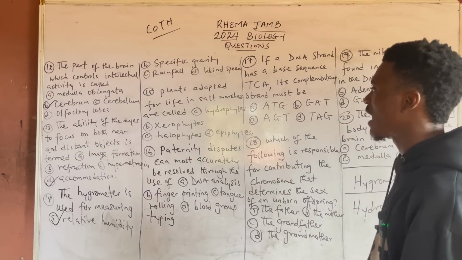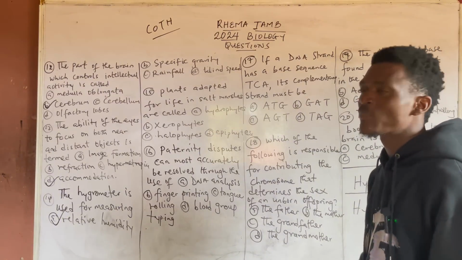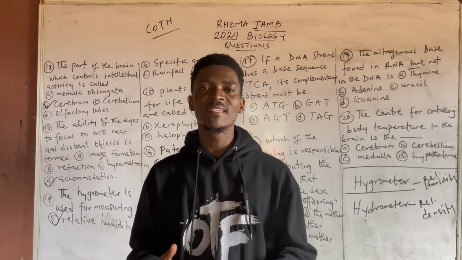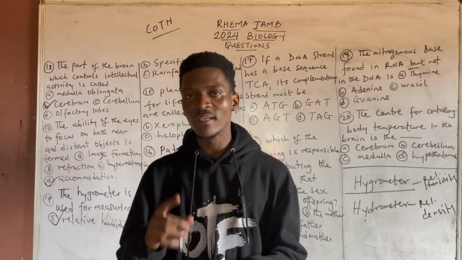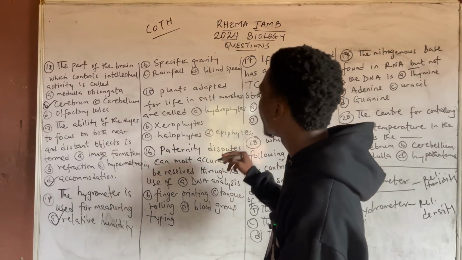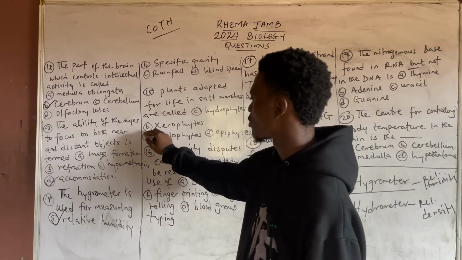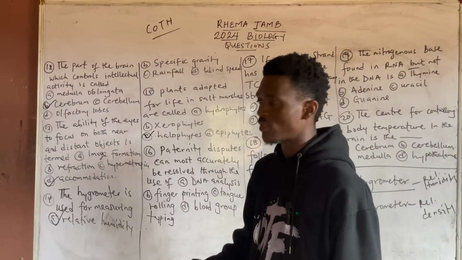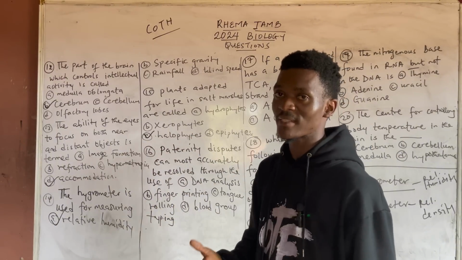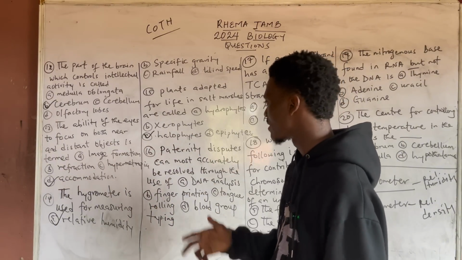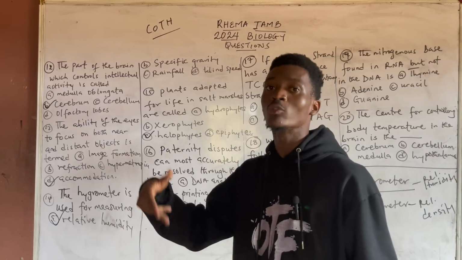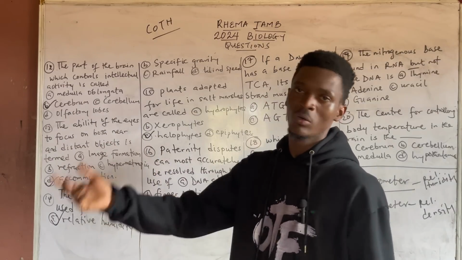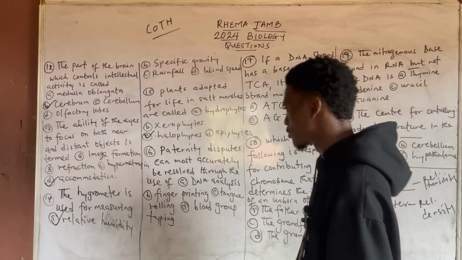Plants adapted for life in salt marshes are called dash. Any plant that can grow successfully in water that has a high salinity content is called a halophyte. So the correct answer is option C, halophyte. Generally, hydrophytes are plants that can grow in water. Then xerophytes are plants that can grow in dry lands like the desert. Epiphytes are plants that grow on other plants, not necessarily being parasitic. They just grow on other plants. All right. So that's about that.